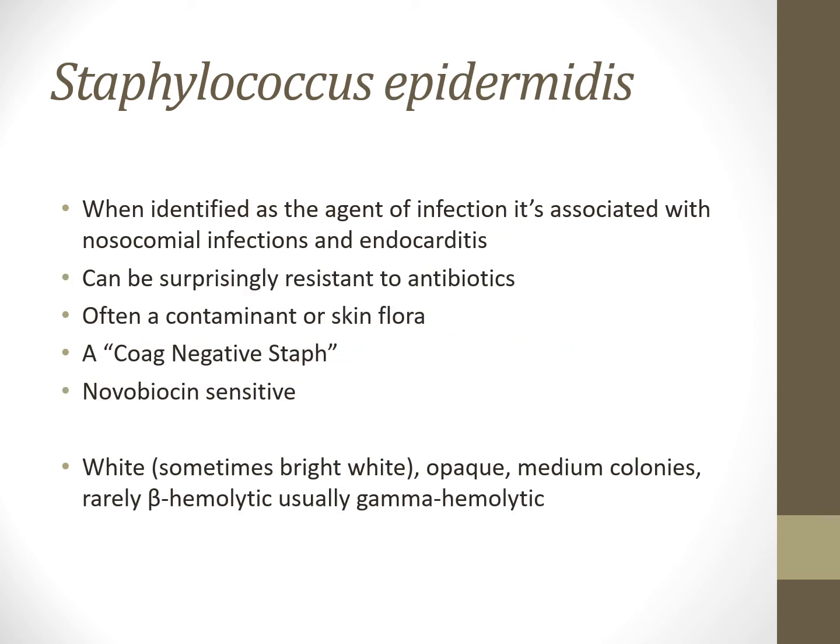Staphylococcus epidermidis is another coag-negative staph, and it can cause things like nosocomial infections, which is a hospital-acquired infection, or endocarditis. It can be surprisingly resistant to antibiotics, and it is often a contaminant on your plates because it's skin flora. It is sensitive to novobiocin. Remember, we use novobiocin to determine if we have a staph saprophyticus versus a staph epidermidis, and staph epidermidis is sensitive to novobiocin. They are sometimes bright white, opaque, medium-sized colonies. Once in a while they'll look beta hemolytic, but for this class we're going to say they're gamma hemolytic most of the time.